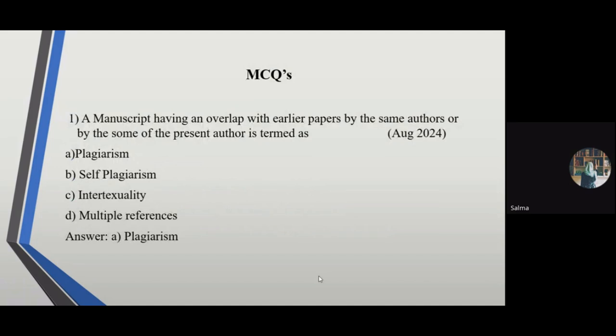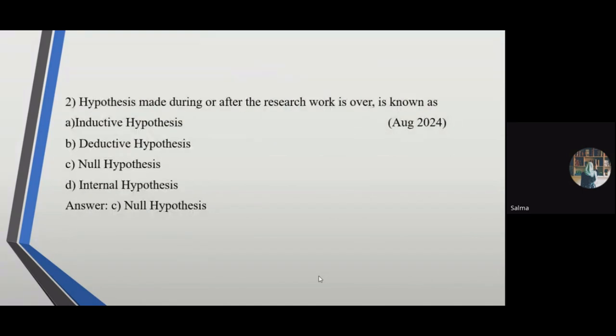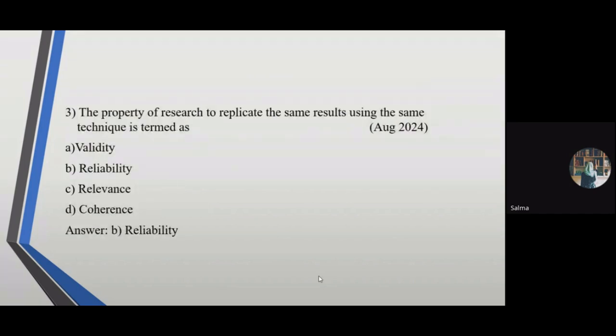For example, see, in the last year, I mean 2024 exam, there was this question: a manuscript having an overlap with earlier papers by the same author or by some of the present authors is termed as plagiarism. Okay, then hypothesis made during or after the research work is over is known as null hypothesis. Okay, we are not going to do anything with the research.